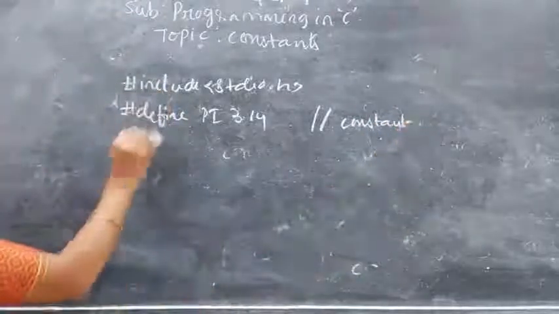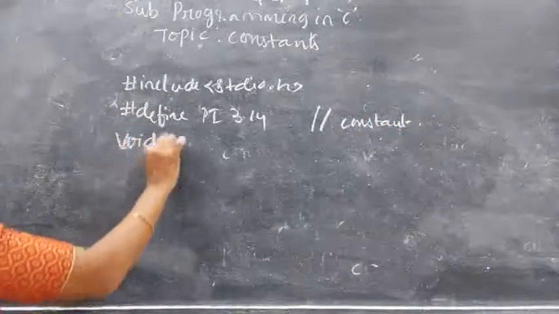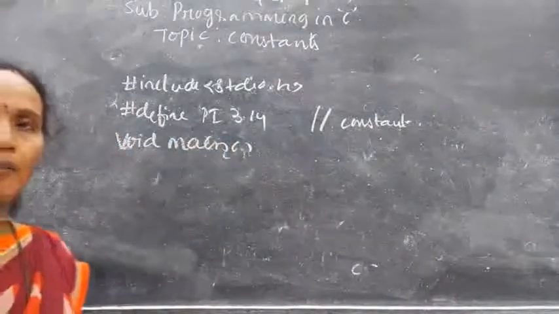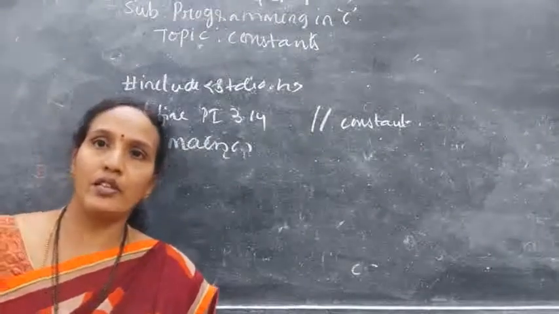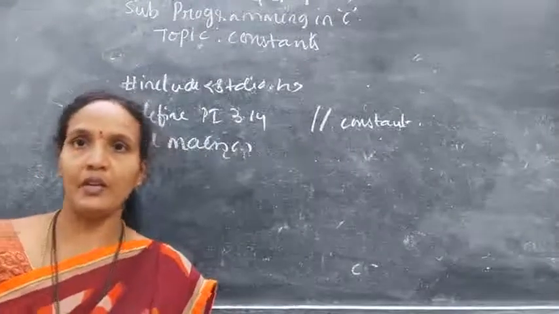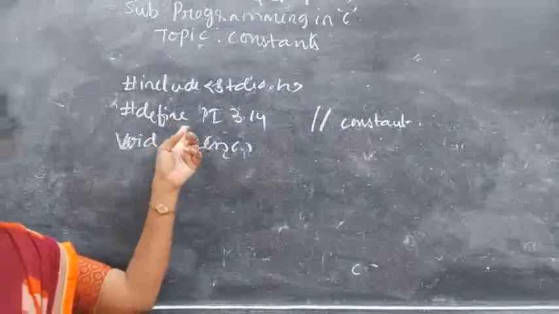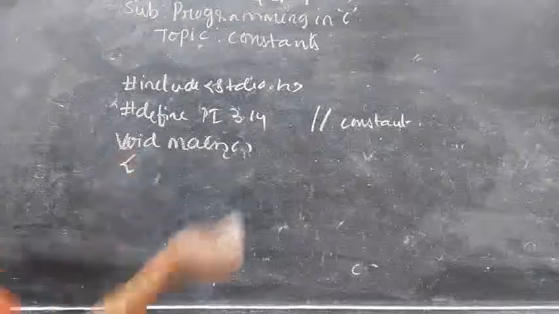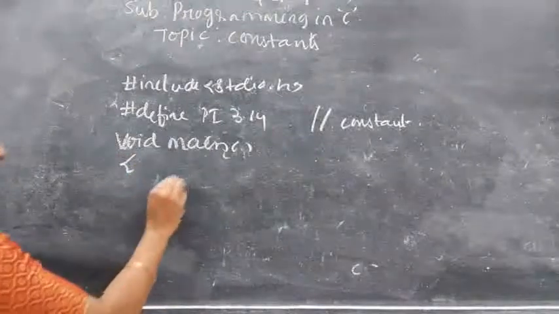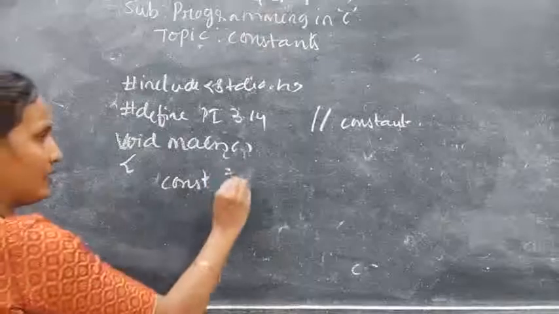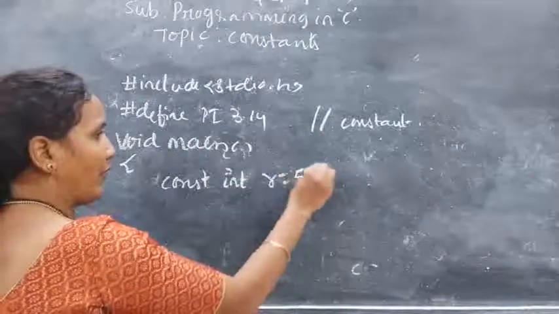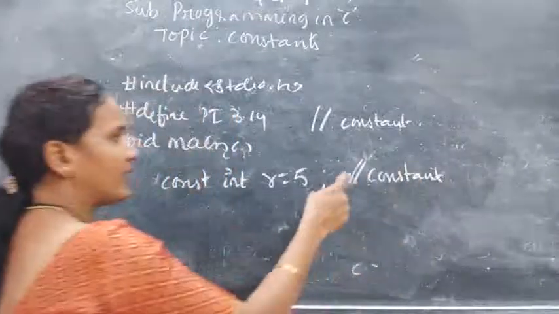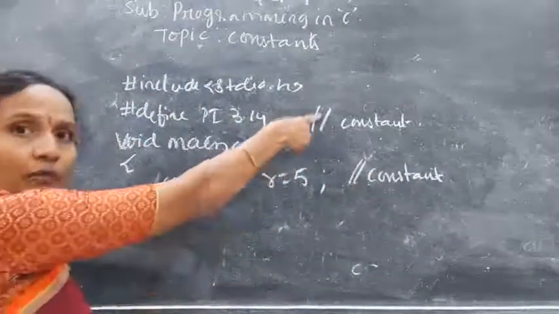After this, I am giving a main function. This I have already explained in the structure of C programming, but according to the situation, I will explain the concepts also. Here I am explaining the constant, so that is why I am using this. In the main, the declaration: const int r equals 5. Here it is also a constant, but this is after execution and that one is before execution.